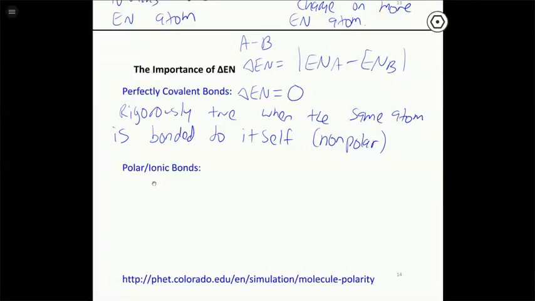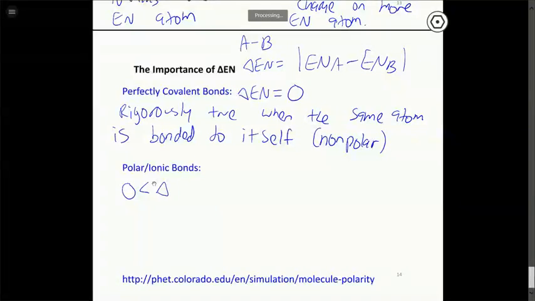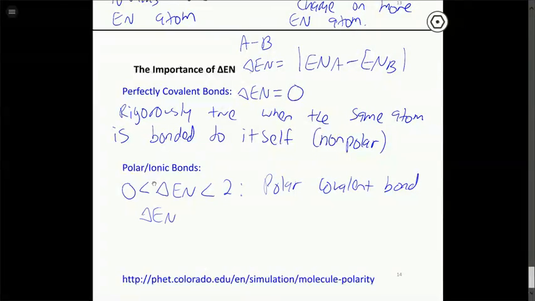And then polar or ionic bonds occur when the electronegativity value is different. So by convention, or sort of by approximation, if this difference in electronegativity is bigger than 0 but smaller than 2, we call this a polar covalent bond. And if the difference in electronegativity is greater than 2, we would classify that as an ionic bond. Now there's not really a rigorous cutoff here. This is, as I said, an approximation. So there's no real cutoff.